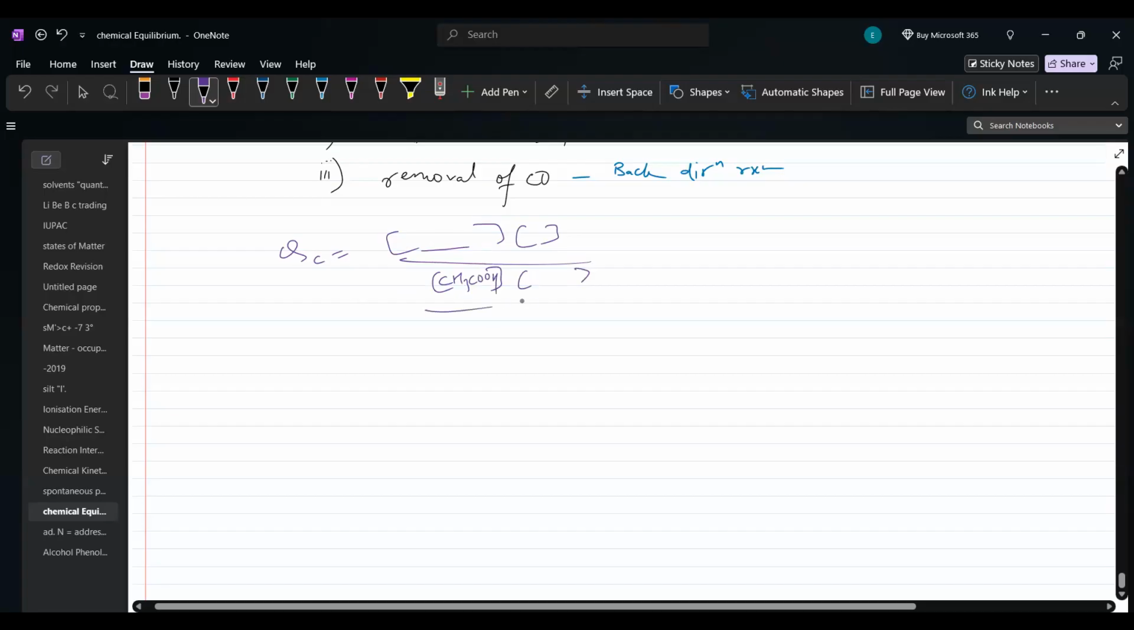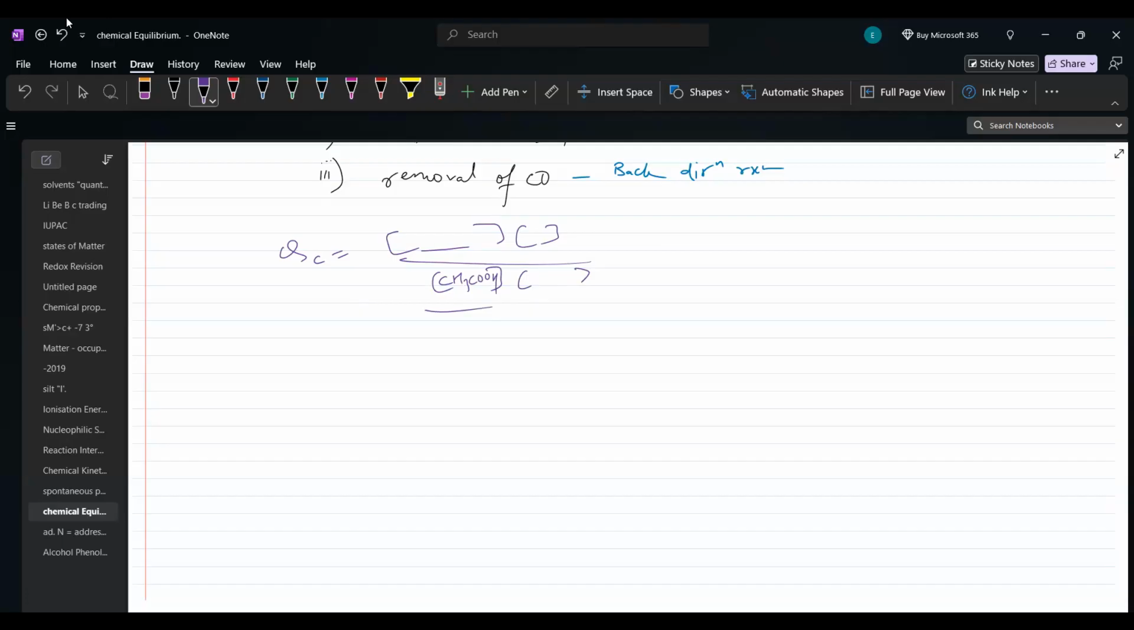Okay, yes, sir. And for the third question you have to apply this data. So if Kc is not equal to Q, then equilibrium has not yet been achieved. Okay, sir.